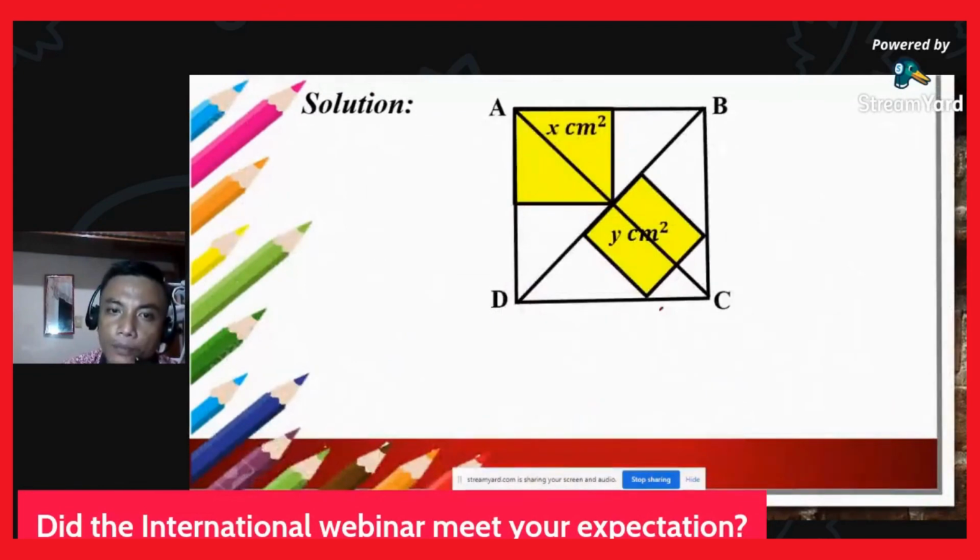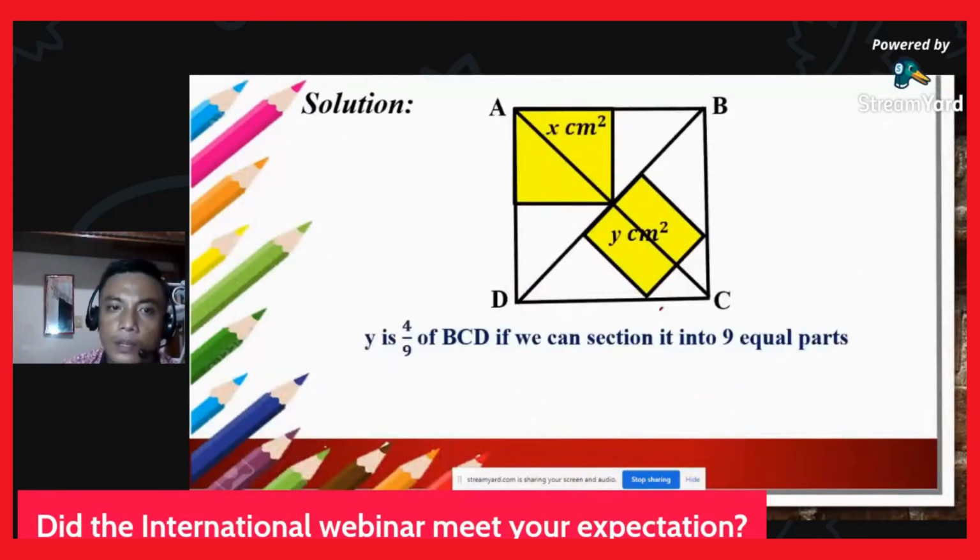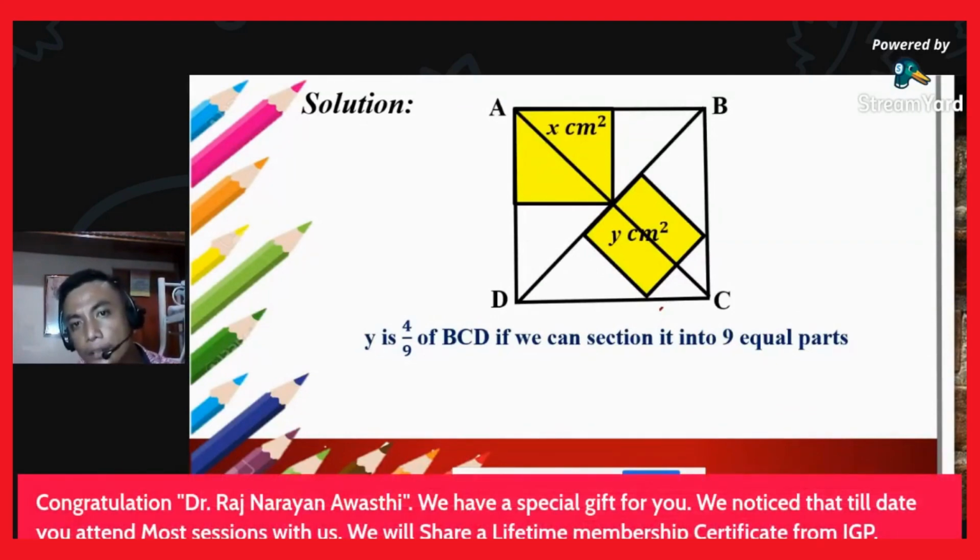For y. y is actually equal to 4/9 of BCD if we can section it into 9 equal parts. Now, the area of triangle BCD is 126. And for the square of y, how many congruent triangles can we form from triangle BCD? There are actually 9 congruent triangles.